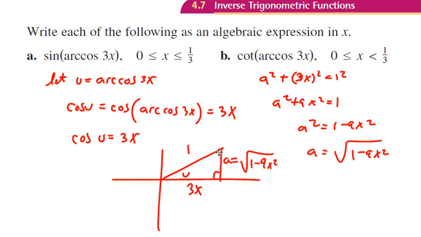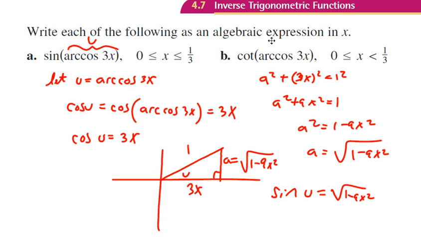Okay, so now that we have our right triangle, let's go back over here, right? We're trying to find the sine of arc cosine of 3x, where this whole thing is equal to what? To u. So really, I'm going to replace this whole thing with u. So all I have to find is the sine of u. Well, look, sine of u is just opposite over adjacent. I'm sorry, opposite over hypotenuse. So the answer is just going to be the square root of 1 minus 9x squared. And we just found the sine of arc cosine of 3x.